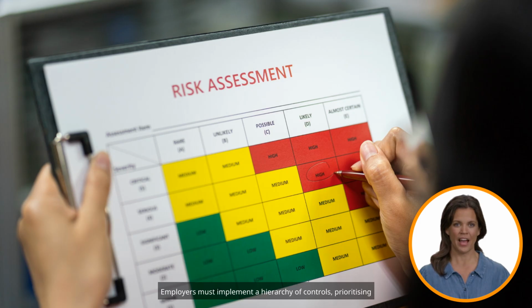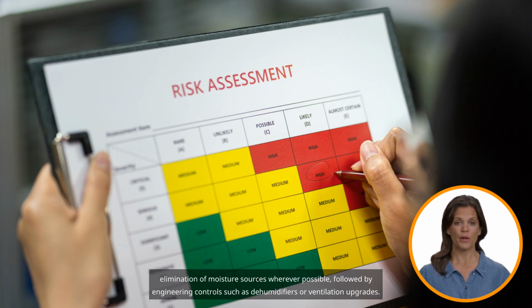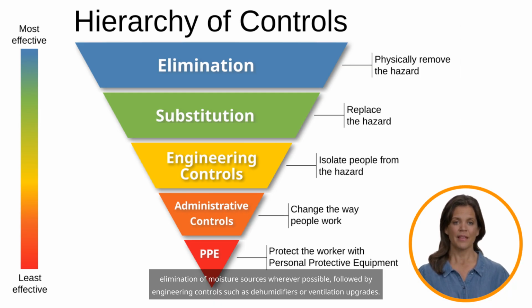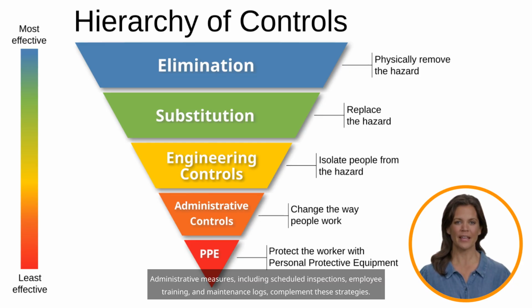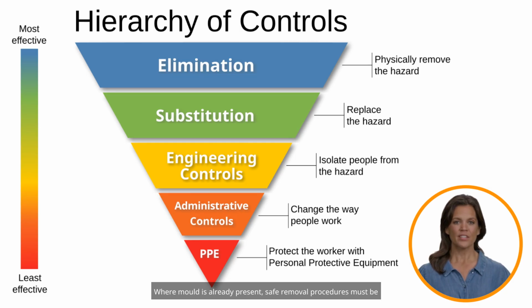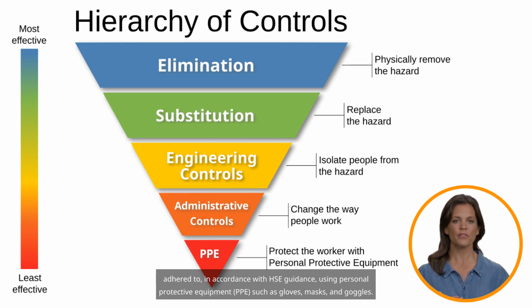Employers must implement a hierarchy of controls, prioritizing elimination of moisture sources wherever possible, followed by engineering controls such as dehumidifiers or ventilation upgrades. Administrative measures, including scheduled inspections, employee training, and maintenance logs, complement these strategies. Where mold is already present, safe removal procedures must be adhered to in accordance with HSE guidance, using personal protective equipment, PPE, such as gloves, masks, and goggles.